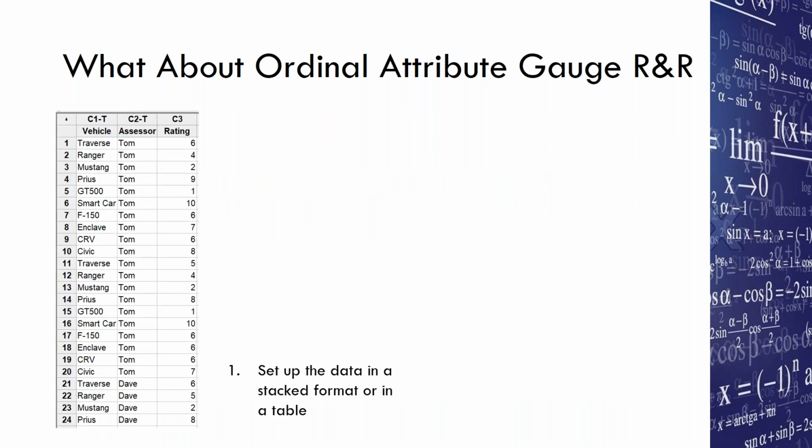So how do we set up an ordinal attribute agreement analysis in Minitab? Well, first, I'll show you an example here. This is the example of the vehicles and the acceleration rate. So you set up your data in a stacked format. What you can see is that I have each assessor assessing 10 vehicles twice. So these are the 2 assessments from Tom. And then below that, I have the 2 assessments from Dave. And then below that, I have the 2 assessments from the 3rd assessor.